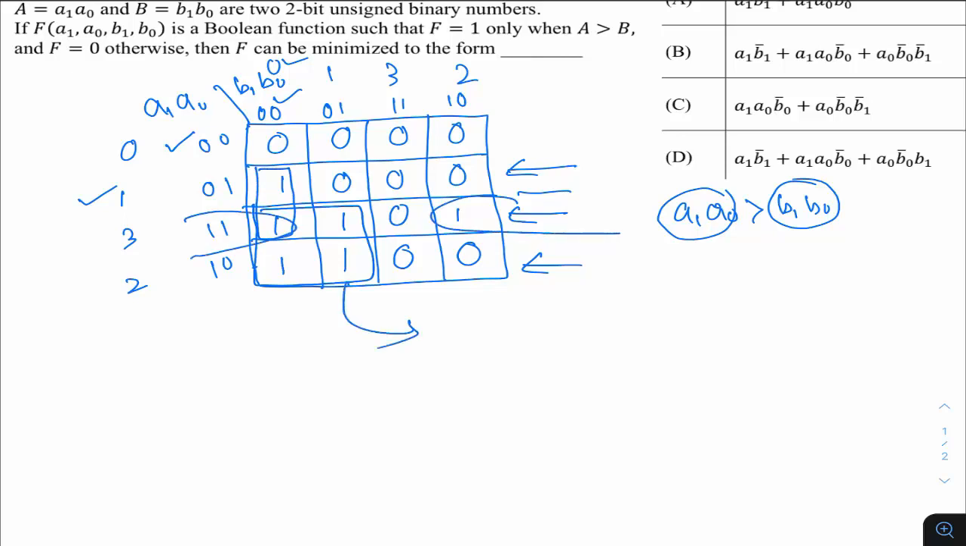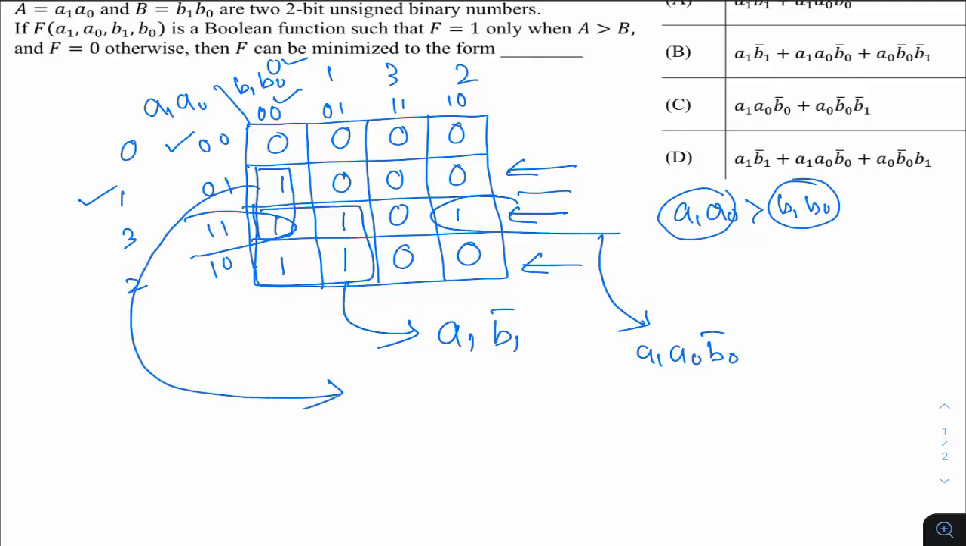So if I ask you what is the expression for this one, from the row, what do you get? From the row, you get A1. And from the column, in the first 2 columns, you get B1 bar. And from this one, from the row, you get A1 A0 because it is constant, and from the first and the last column 0, that is your B0 bar, so A1 A0 B0 bar. And for this particular pair, what do you get?